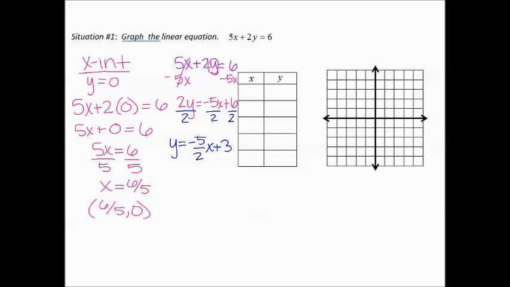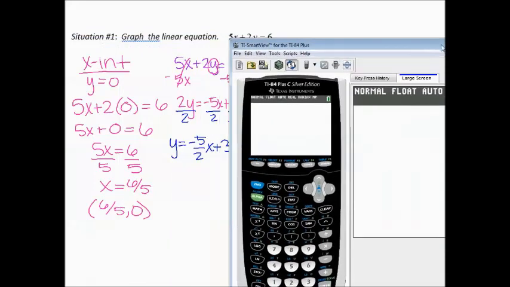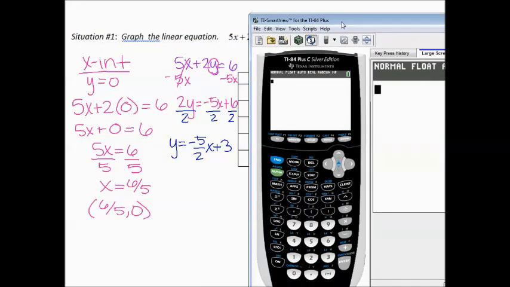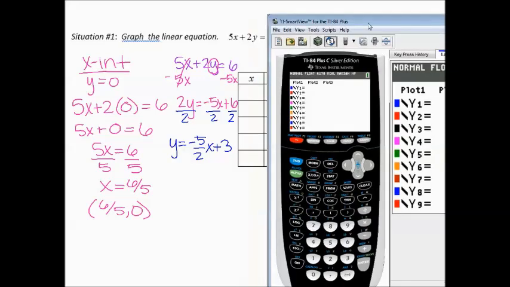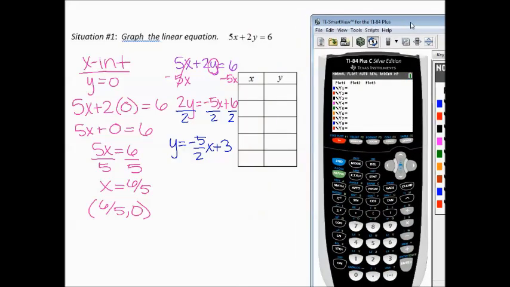If I go over to my calculator, I notice that I have a button on my calculator that says y equals. I want to press that so that I can look at the table of values for this equation. I'm going to type in negative 5 over 2x. So I hit alpha, y equals, enter, to get the fraction. Negative 5 over 2x plus 3. There is my equation, and I want to make a table of values.